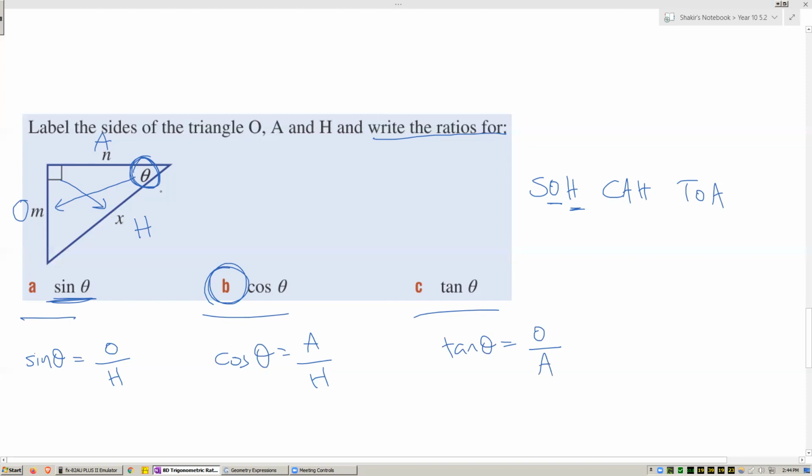Now, of course, over here, they have specific values. So I'm going to say sine theta is equal to, not opposite. What's the opposite side? Opposite side is M. So I'm going to write M there. And what was the hypotenuse? Hypotenuse is X. So I'm going to write X here. So sine theta is M over X. Cos theta, adjacent. What's adjacent? N. So I write N here over the hypotenuse, which is X. And then tan theta, opposite is M, adjacent is N, and I'm done.